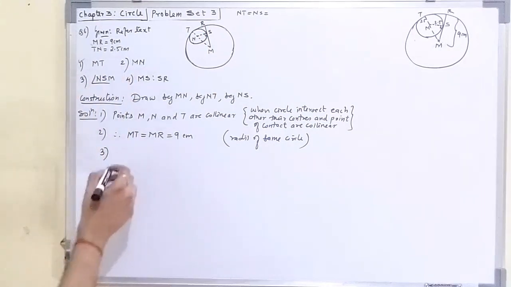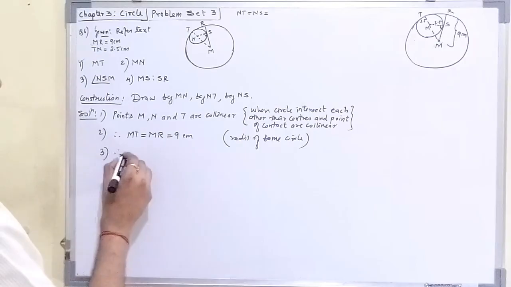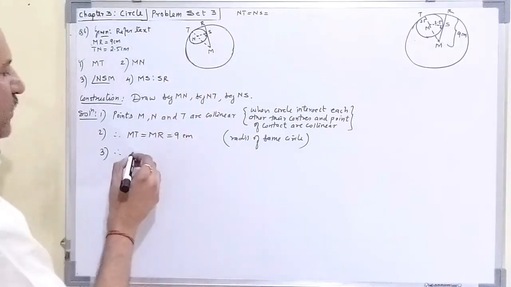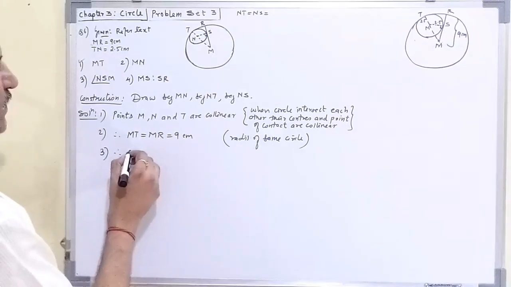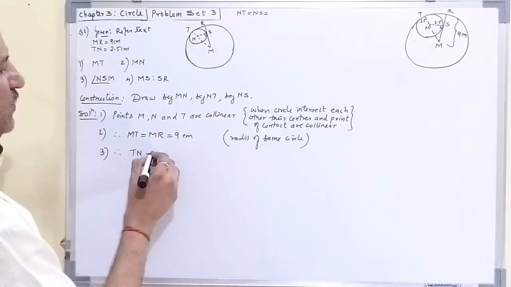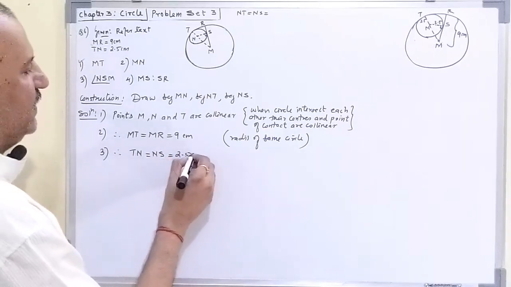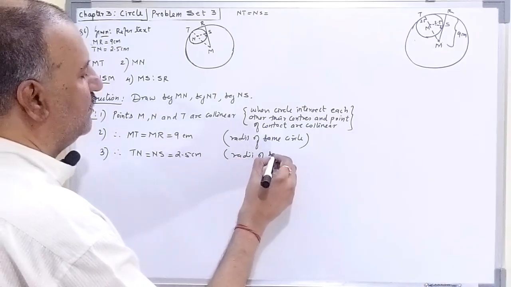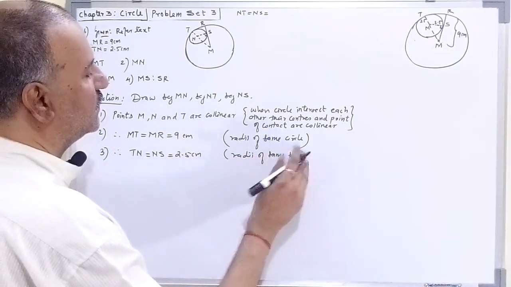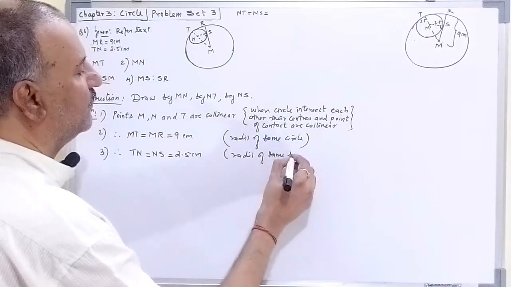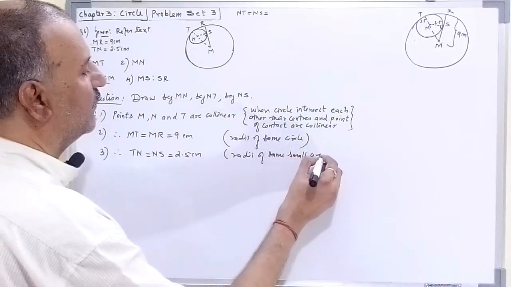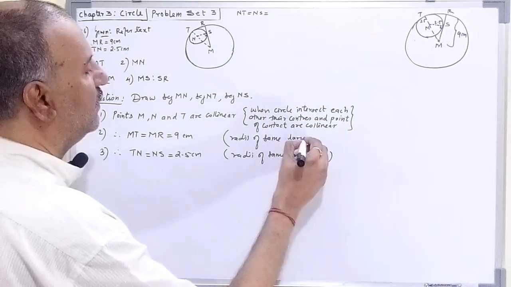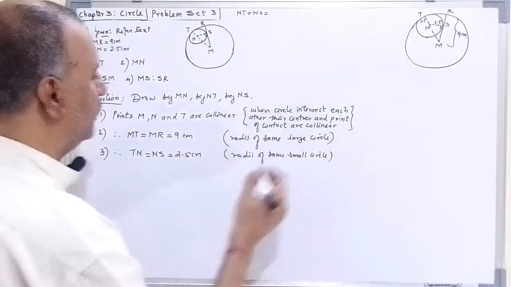अभी ये MN फाइंड करते हैं. उसके पहले लिखो, TN equal to NS equal to 2.5 centimeters, radii of the same small circle. And MT equals MR, radii of the same large circle. Okay.